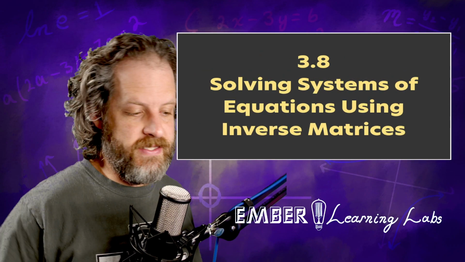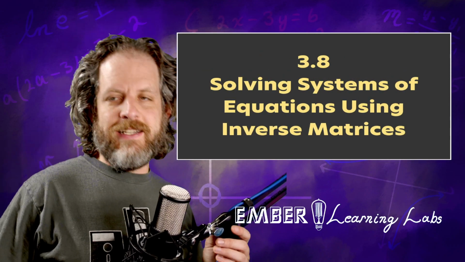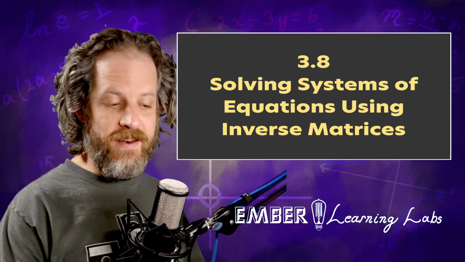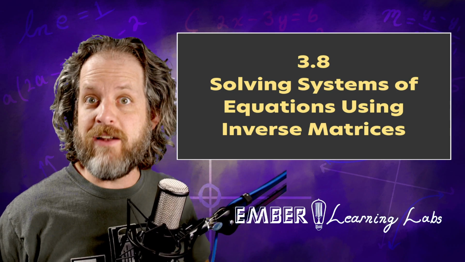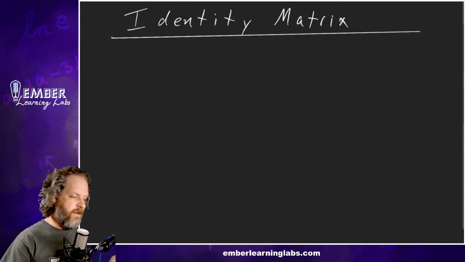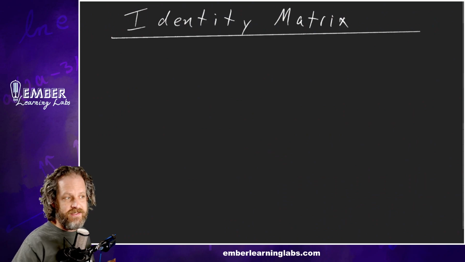All right, this is it. This is the last lesson for chapter 3 of Algebra 2. We're going to be talking about inverse matrices and how to solve systems with it. So, we're going to do a little bit of vocabulary, kind of like we did in the last lesson.